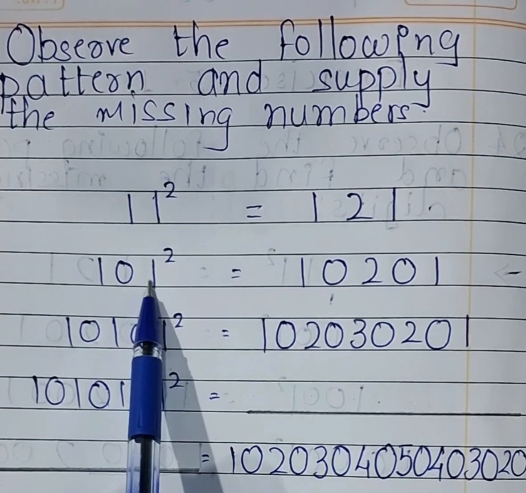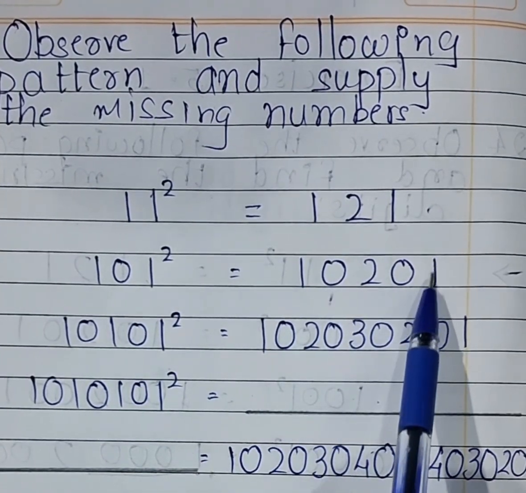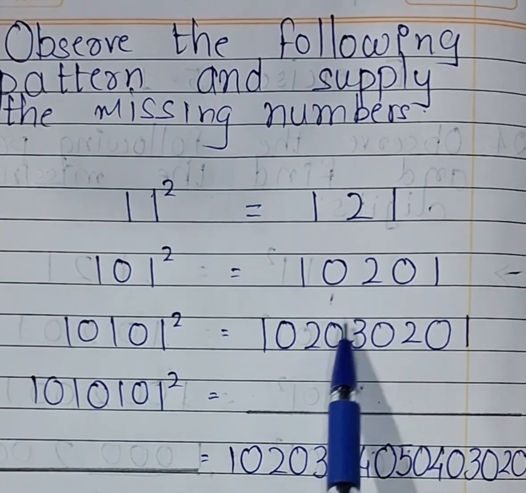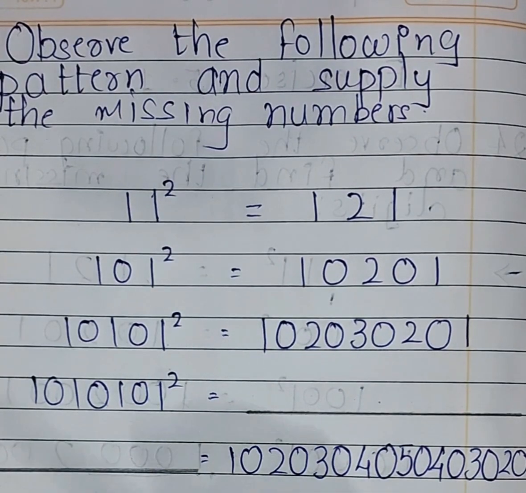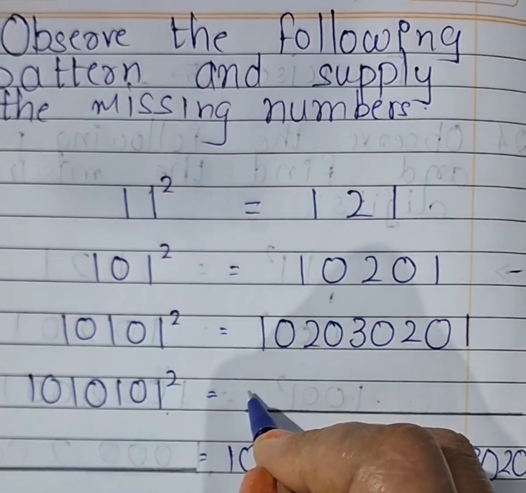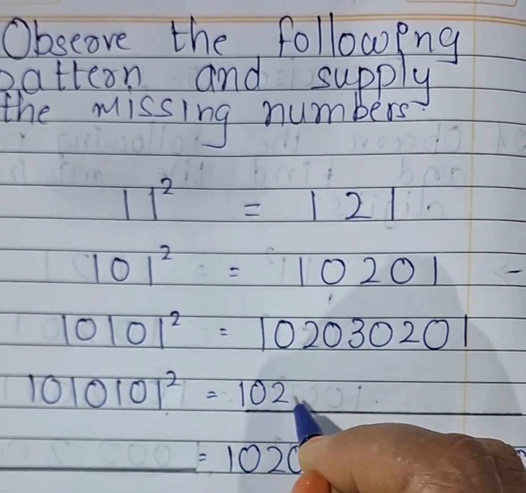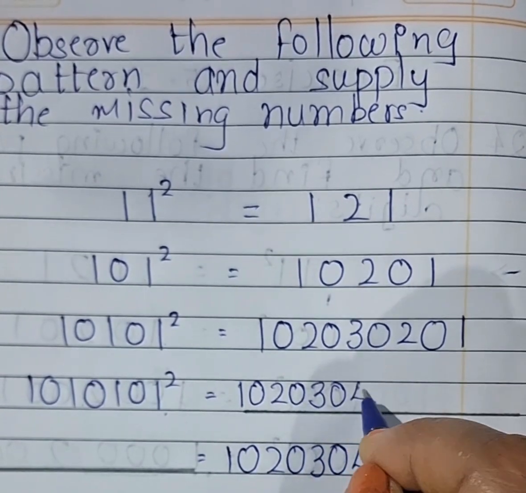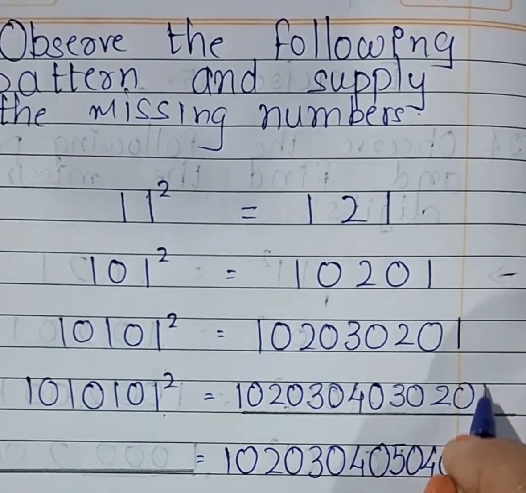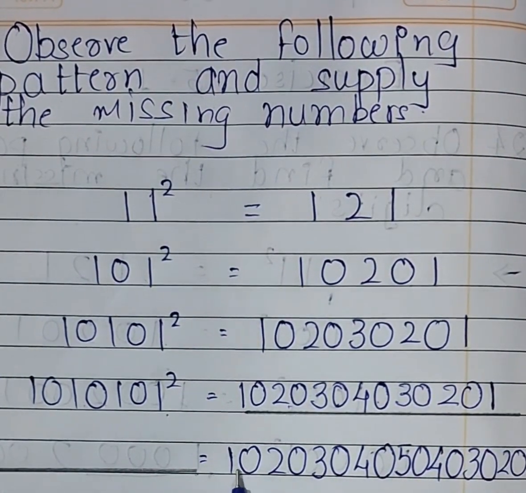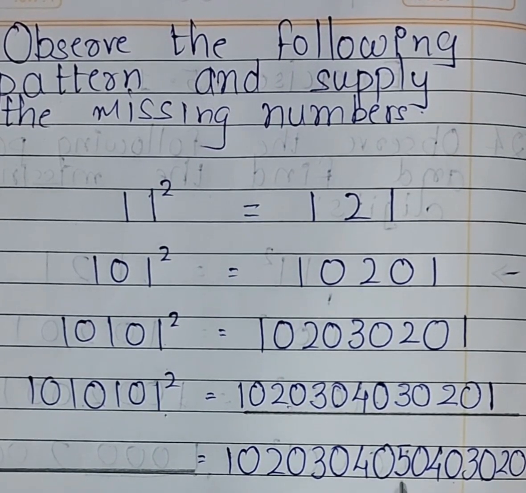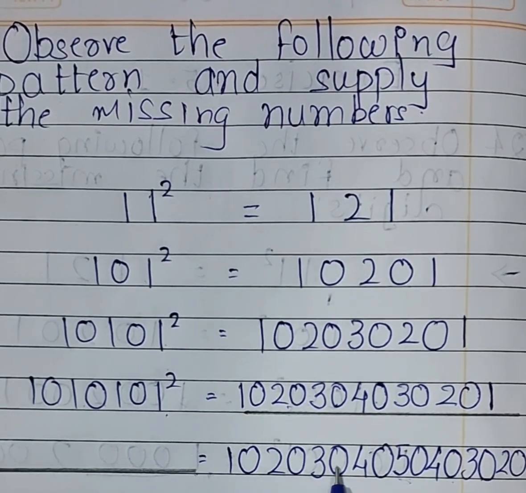When you have two ones here, it is 10 20 and then close it with ones. Again when you have 1 2 3 ones, so 10 20 30, again go reverse 20 and then close it with ones. Now here how many ones you have? 1 2 3 4. So you will write till 40 and reverse. So it will be 10 20 30 40 and then again go reverse 30 20 and then 1. Okay, now here you can see it is 10 20 30 40 50, then reverse 40 30 20 and 1. So till 50, 10 20 30 40 50.